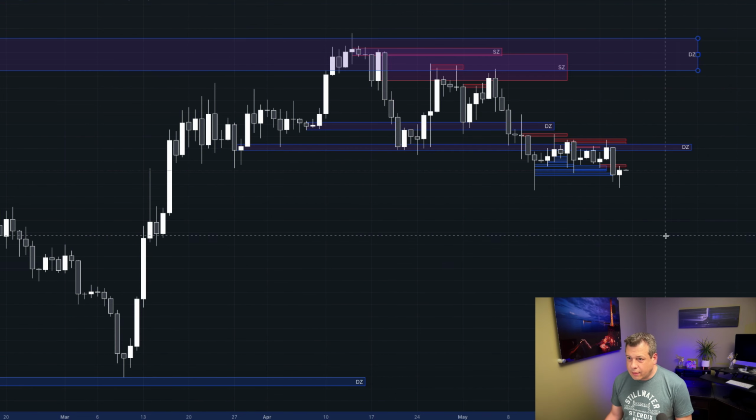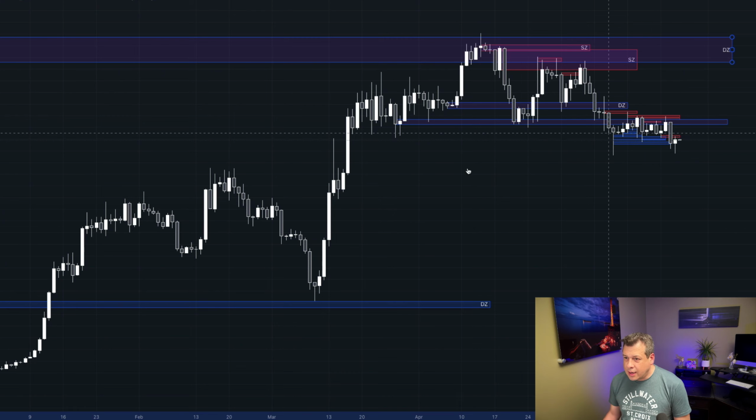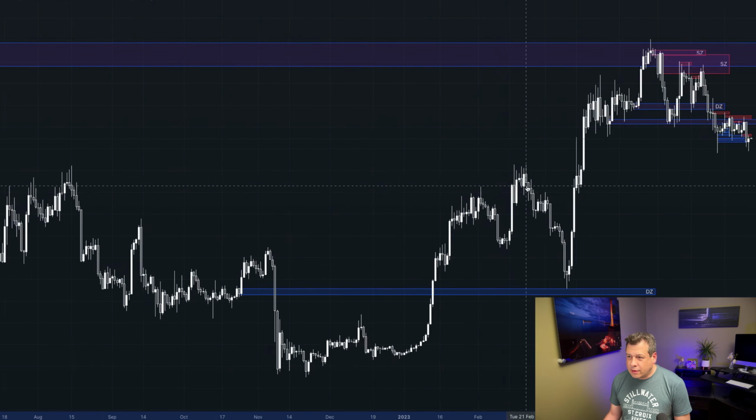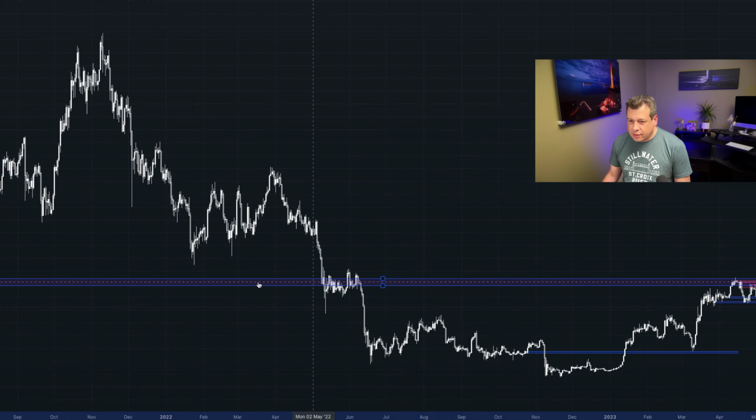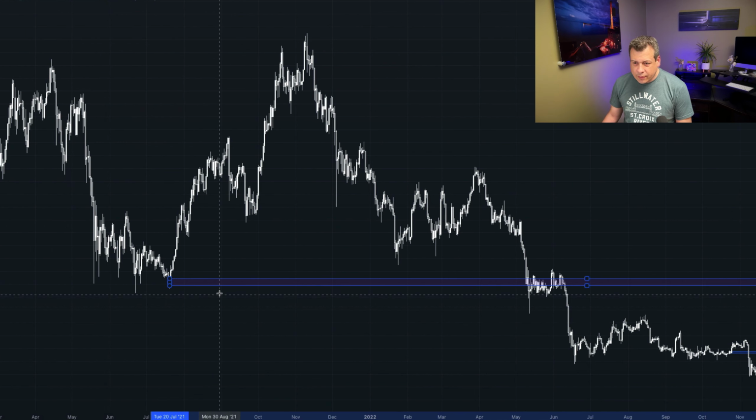Let me zoom back out. This is where we are today. It couldn't get above that level, but that level has held that significance this entire time since July of '21.